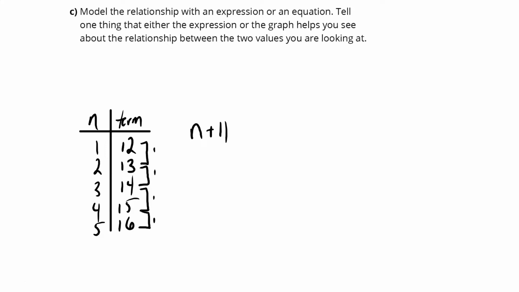And then it wants us to tell one thing that either the expression or the graph helps you see about the relationship between the two values you're looking at. So we could say that the difference between the bottom right and the top left is always 11. And we could say that the term value is equal to n plus 11.